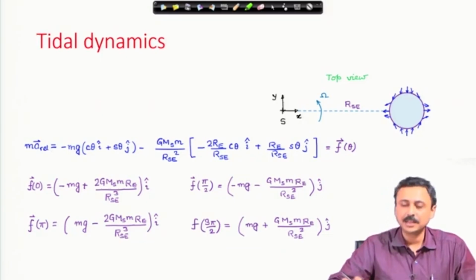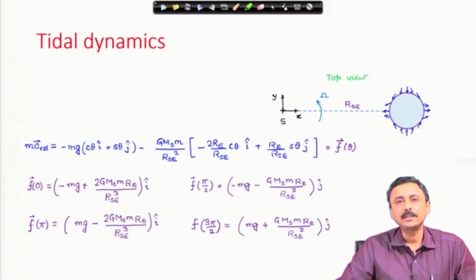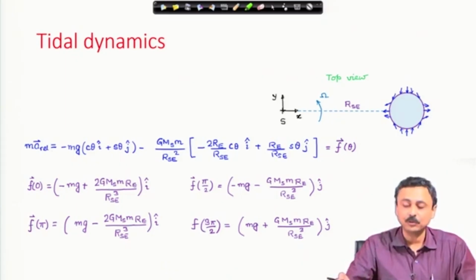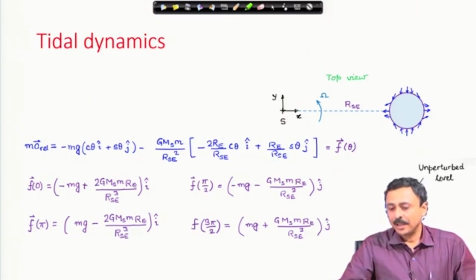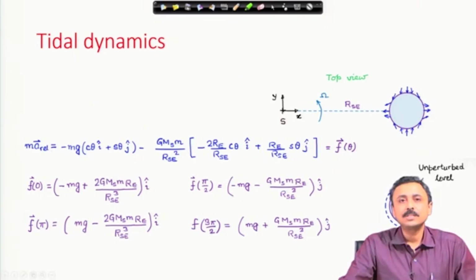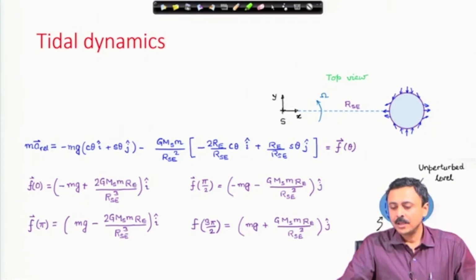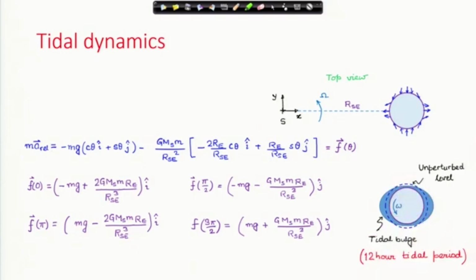If you do a complete analysis for all values of theta, you will get the force vector, additional force vector. This is the additional force vector. Of course, weight is there, and weight is the dominating force, but there is a small part that creates all the difference. And therefore, if this is the unperturbed sea level shown by the dashed circle, because of this additional force you will have a bulge. This is called the tidal bulge, and this is at the equator. This bulge that I have drawn is at the equator.